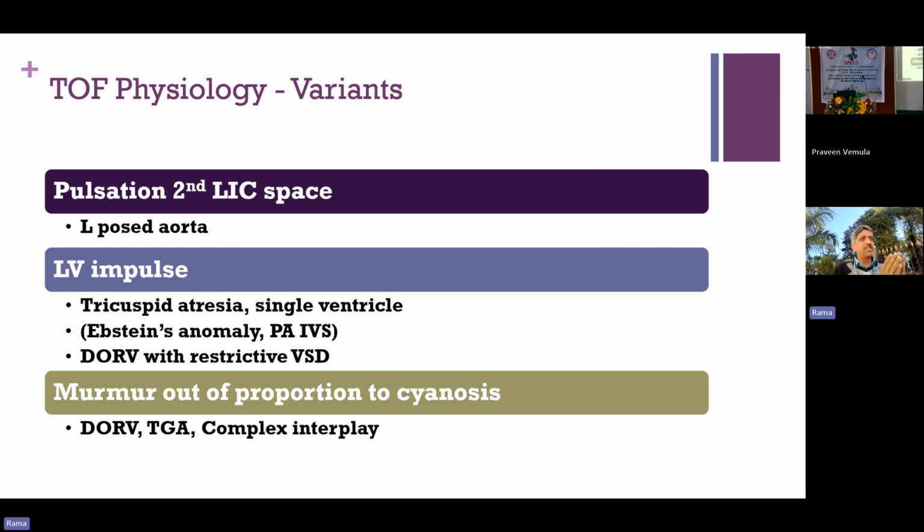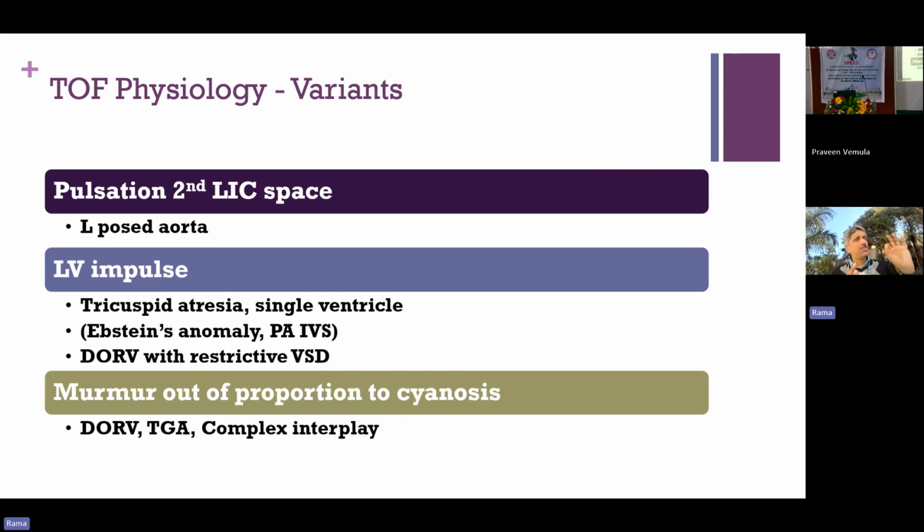So in tetralogy physiology, that list includes classical tricuspid atresia with VSD-PS. Then you have single ventricle with PS. Then, very rarely, you can have DORV with restrictive VSD with PS. What is this DORV with restrictive VSD? Remember, this is an extremely uncommon condition. In around 20 years of practice at AIIMS, I would have seen around 5 to 10 cases of DORV with restrictive VSD with PS. So it's an extremely uncommon condition.